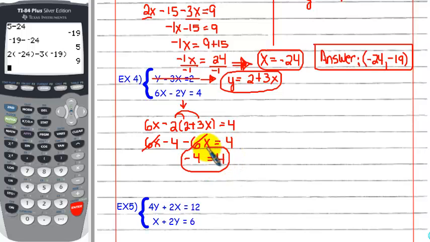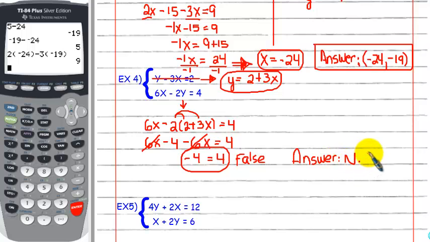What happened here? The x disappeared. Okay, so this is a special case. When the letter disappears, either x or y, you're left with a statement. Now you have to decide, is this a true statement or a false statement? In this case, -4 is not equal to 4. Okay, so that means this is a false statement, because a negative is not equal to a positive number. And because it's false, then your answer is going to be no solution.